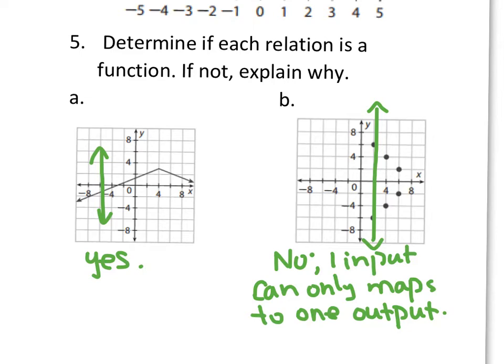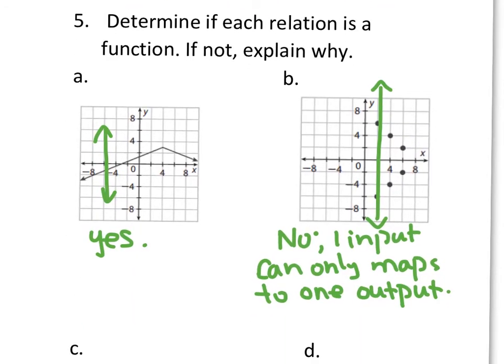Number 5, you can see here that the first part is a function because it only crosses the vertical line test once. But part B is not a function because you can see that this vertical line crosses twice through 2 different points, one here and one here. So one input can only map to one output.